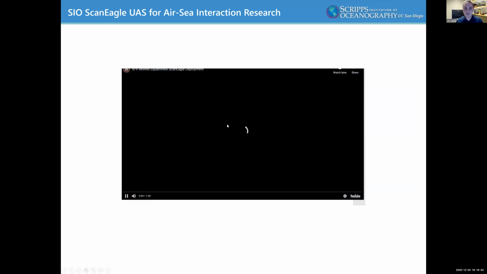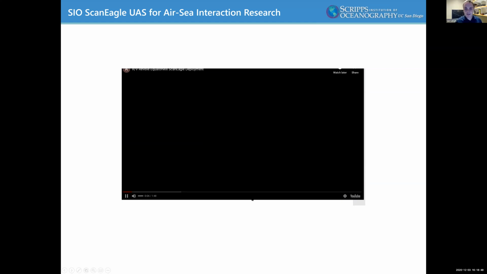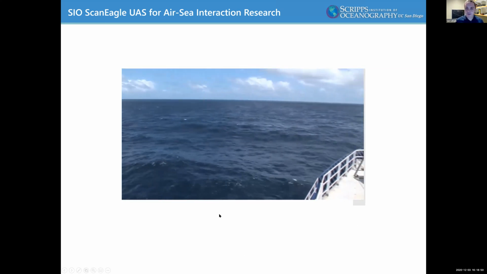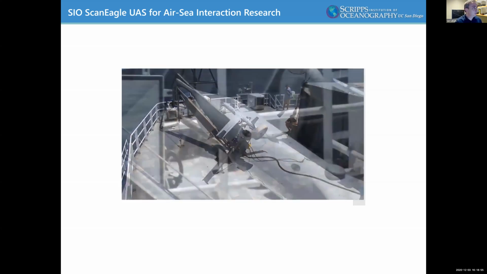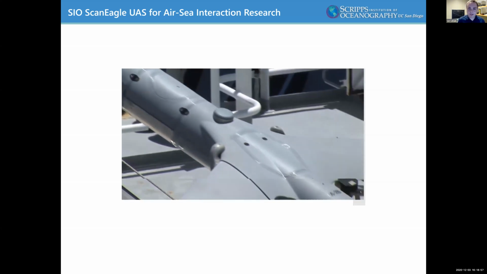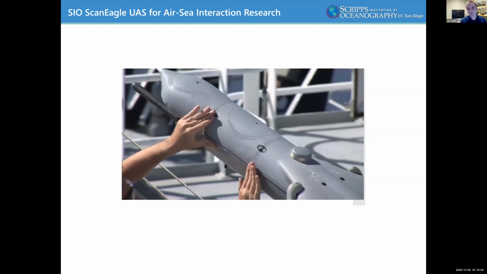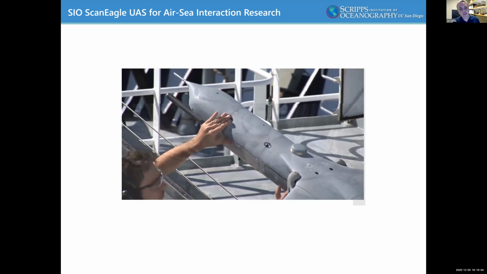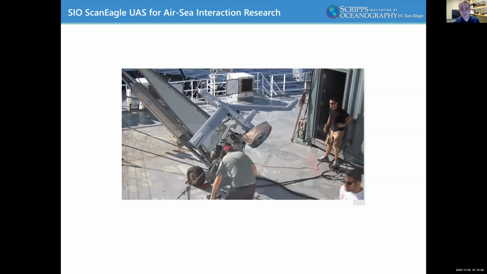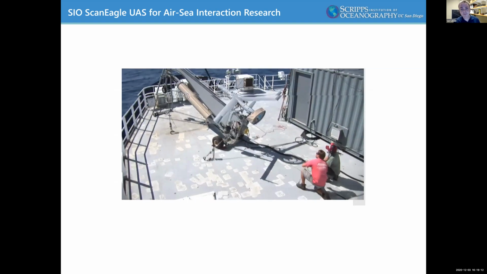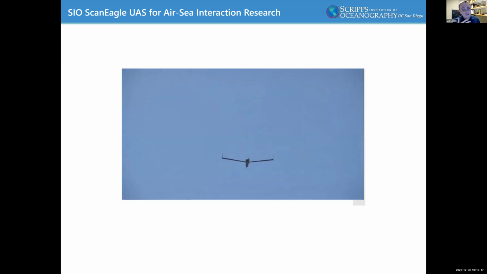All right. So this is a deployment that some of you in the audience participated in. It's called EquatorMix. It was on the Revelle. It was one of our first deployments with the ScanEagle. Just to give you an idea of the kind of operation it entails, you put the ScanEagle on the launcher. Again, everything was designed in-house, capable of sustaining 50 Gs. I think on takeoff, it's typically 25 to 50 Gs. And that's it, you're in the air. So that's a huge benefit.